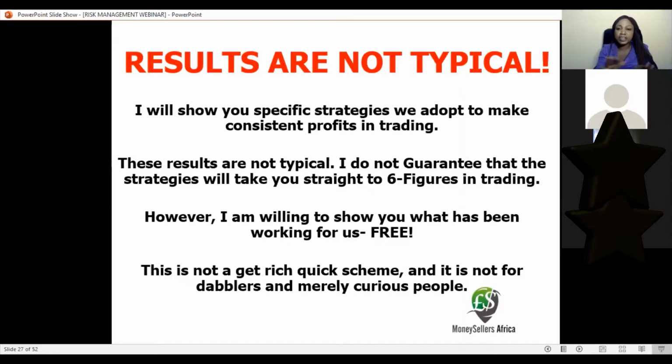All right, this is not a get-rich-quick scheme, and that's why I love talking about risk management a lot, so that you understand there is risk in the market. However, if you manage your risk well, you manage your money well, you can make money in the market. But it is not a get-rich-quick. It's not for dabblers.